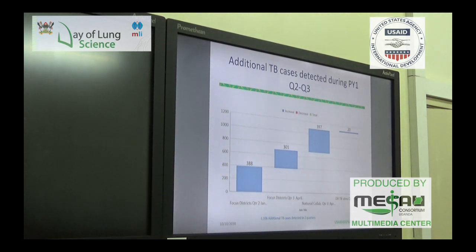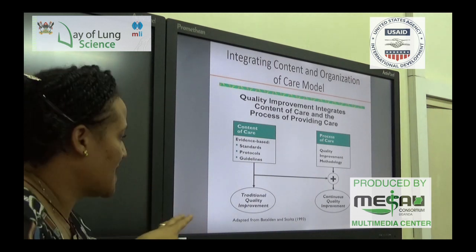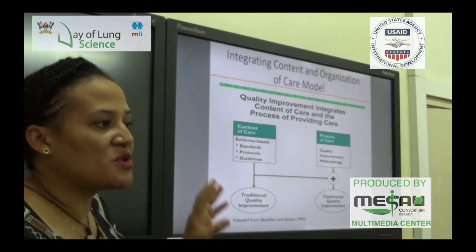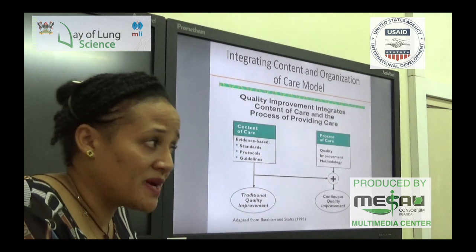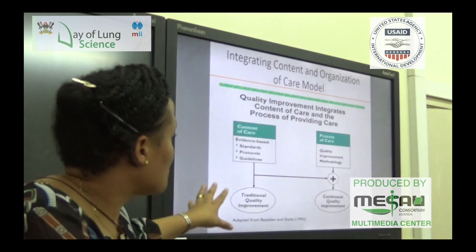So how are we actually achieving this? Well, we're using this particular model, which is a framework for improvement, so to speak. And I think if we go away having understood this, that's the most important. Previously, what has been done is that we've issued standards, protocols, guidelines; new information is translated into guidelines and then handed down. That's what was traditional quality improvement.